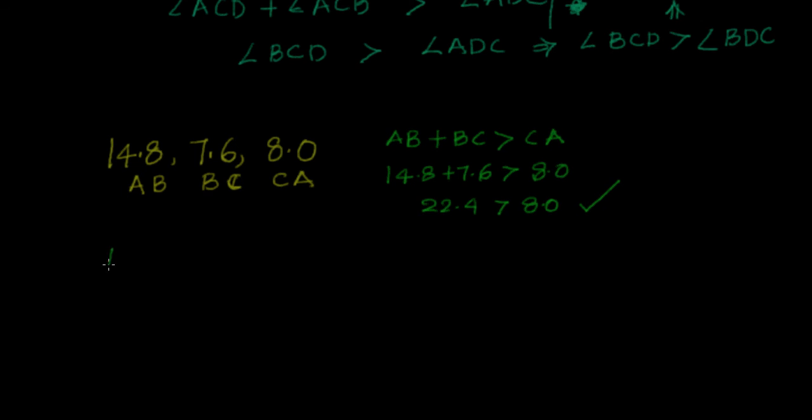Now let's move to the next one. BC plus CA should be greater than AB.